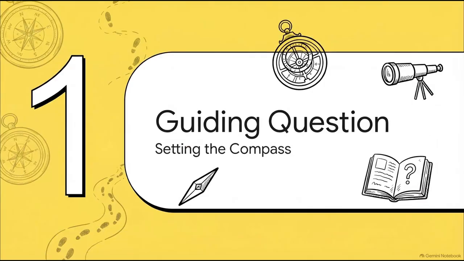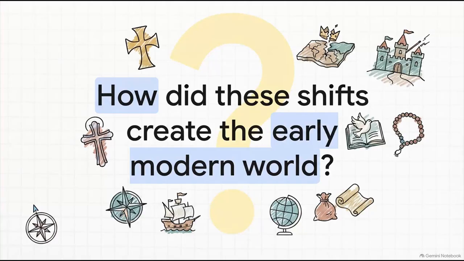Starting with step 1, the guiding question. You really can't just wander aimlessly through history, right? We need a compass. So, our compass for today is this exact question. How did interconnected crises, religious transformations, and global expansion create the early modern world? This is absolutely crucial to keep in the back of your mind as we hunt for clues, because everything we talk about today is going to answer this specific question.